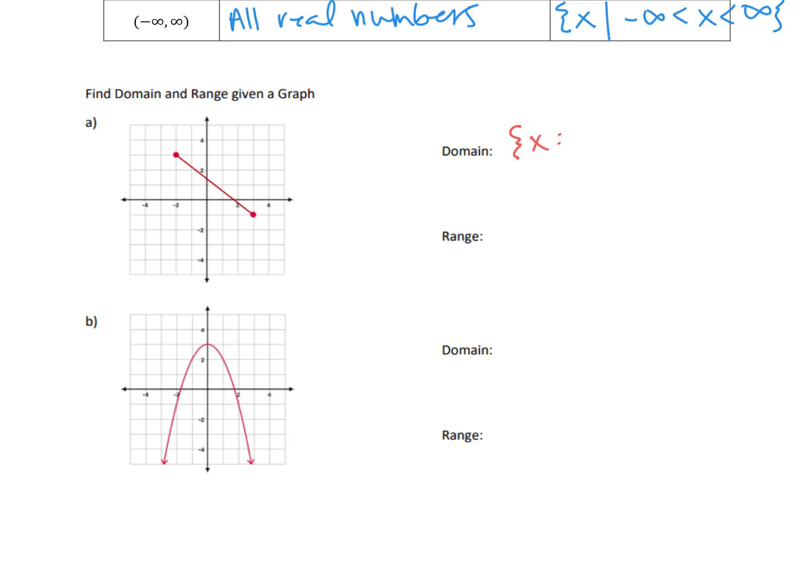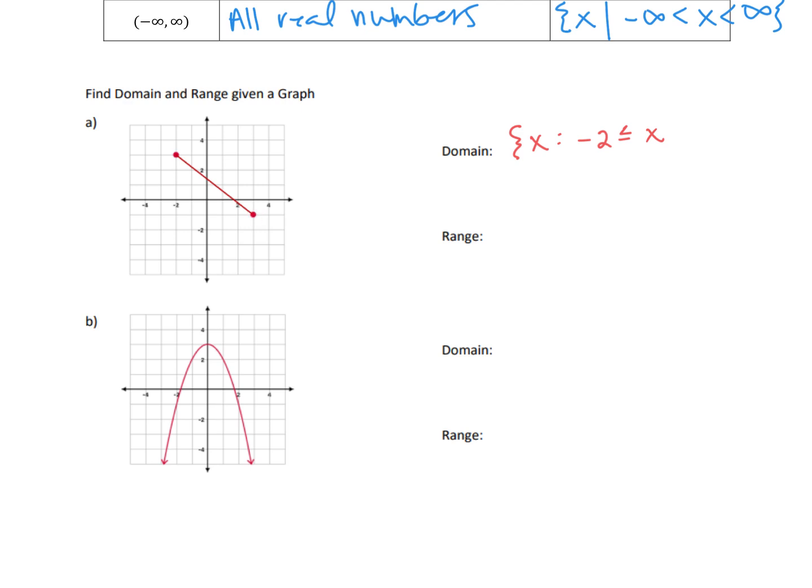Now, do you see how at the -2 we have a closed circle? Closed circles means that that is included, that -2 actually is part of the domain. So to include it, we're going to say -2 is less than or equal to all of the x's. And then what's the biggest x? We said x goes all the way to 3, and we don't have any graph for any x's that are greater than 3. So our x's go all the way up to 3, but does it include the 3 or not include the 3?